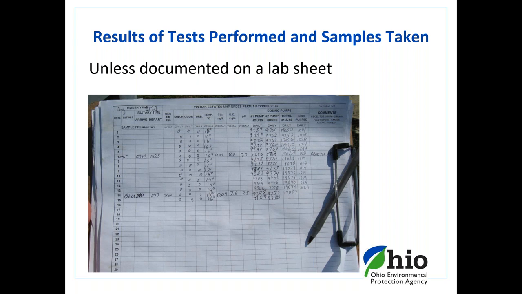The results of the test performed and samples taken, unless they're documented on a lab sheet. So this example may actually have been their logbook at the time, which doesn't work because it's loose sheets on a clipboard. But it's also an example of a bench sheet where the person making the daily visits is marking down the color, odor, turbidity, the temperature, the pump run times, and then they would transfer that information potentially to the logbook if they needed to, but it's just kept here for their daily visits.